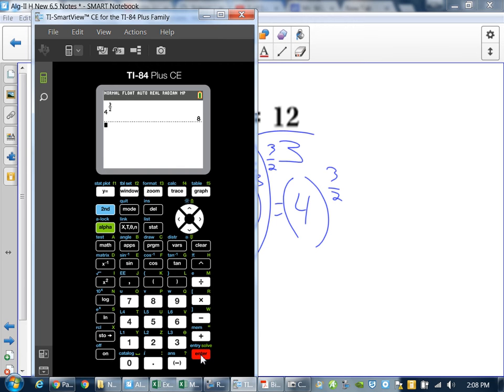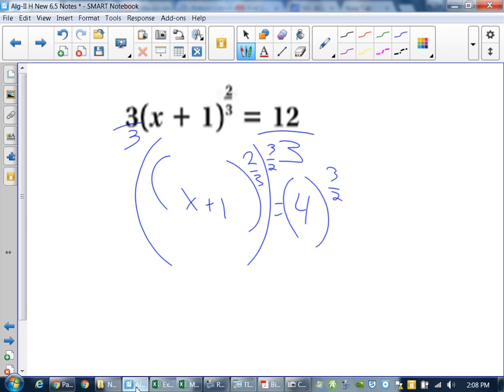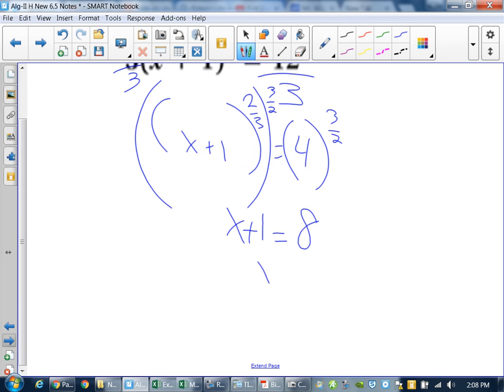Now, if you want to work through the long form, remember 3/2 is the square root of junk cubed. So what's the square root of 4? 2. And what's 2 cubed? 8. So all you're really doing is pressing a couple buttons. So we wind up with x plus 1 is 8. X is 7.